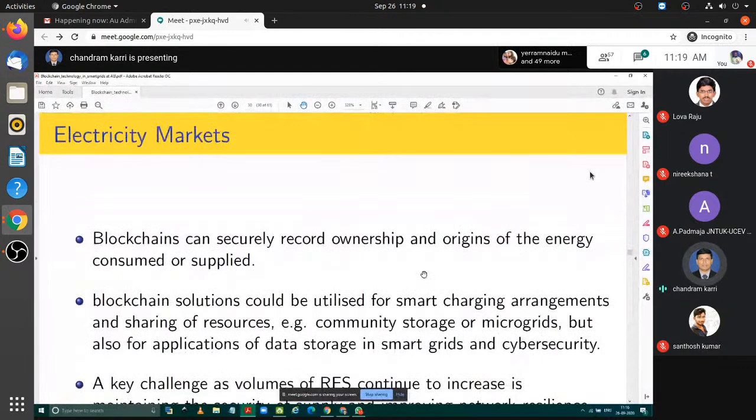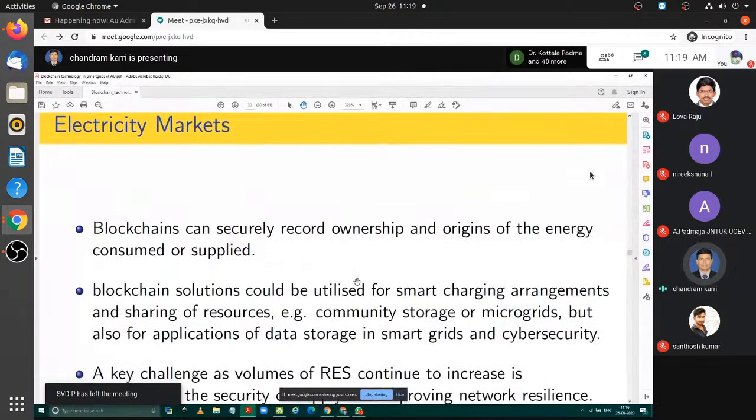And another thing is how this blockchain technology is beneficial to electricity markets. In the process of transactions, it is more secure. As I told, the benefit with blockchain technology is that every record of the owner, that means the supplier and buyer, their information will be stored. The data is stored in a particular location.